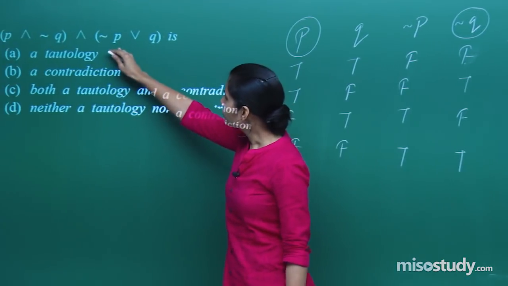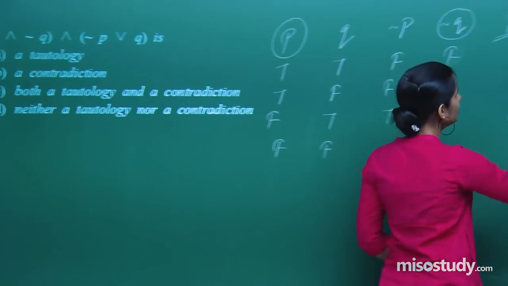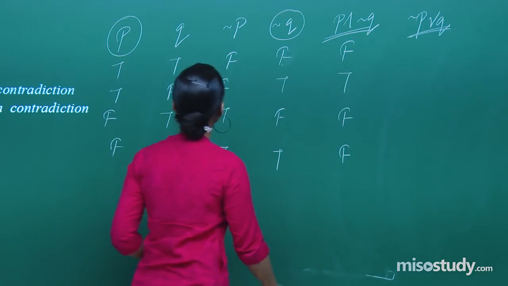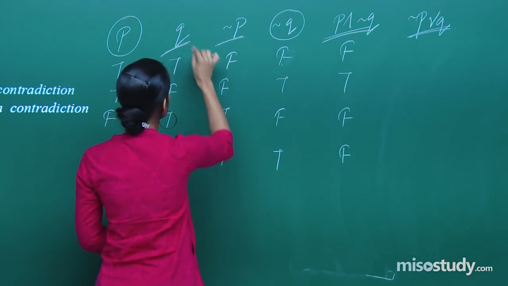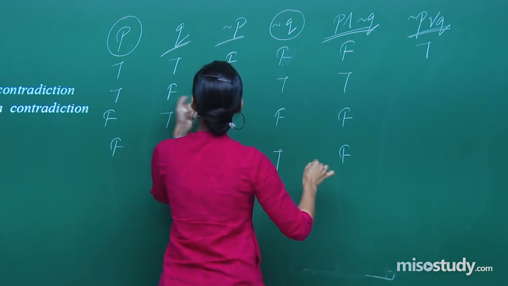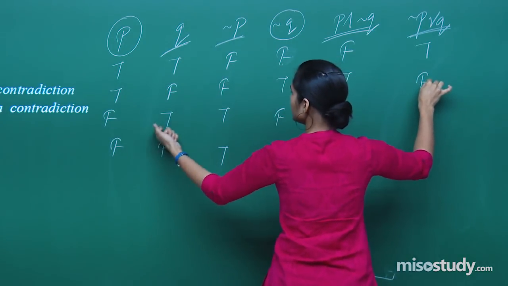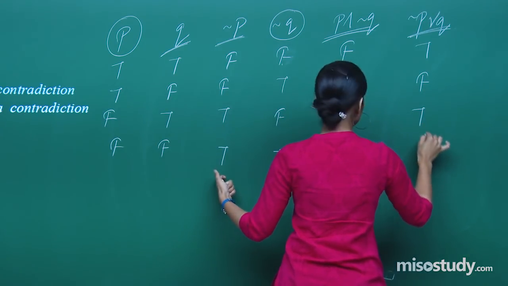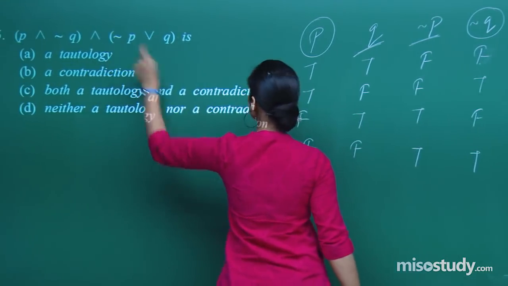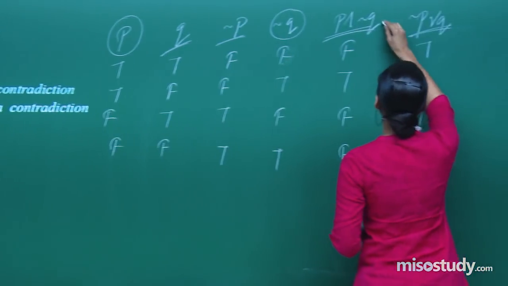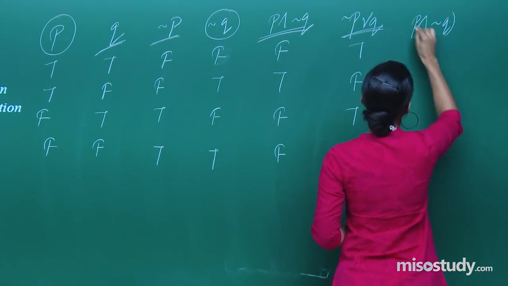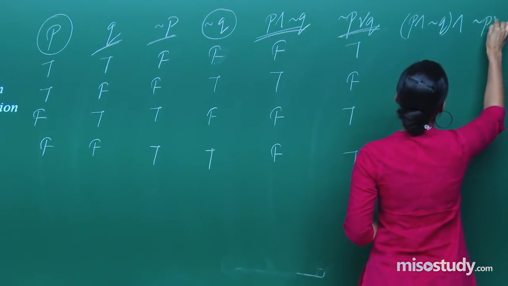Then you want not P or Q. Either this is true or this is true, then this is true. This is false, this is false, this is false. True, true. And then you want their conjunction, and. So you want the and of these two statements, which is P and not Q, and not P or Q.